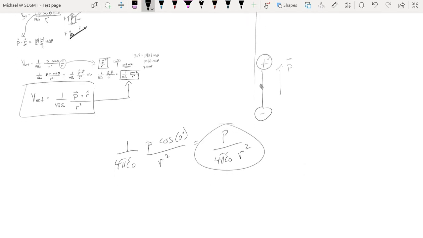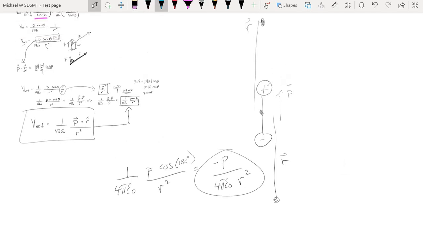If we were to drop below the dipole, a distance of r. Okay, well now we're no longer at 0 degrees for the cosine relationship. We are at 180 degrees for the cosine relationship. Cosine 180 produces a -1, and so we get a negative potential, which is exactly what we should expect, because we already argued the fact that if we're above the midpoint of the dipole, we should be getting positive potential. If we're below the midpoint, we should be getting negative potential.